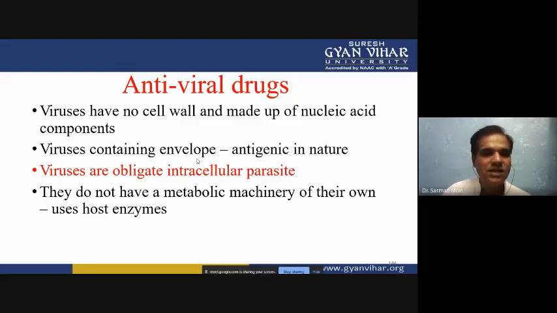Viruses containing an envelope are antigenic in nature, and viruses are obligate intracellular parasites. So outside the host, they are like a dead particle. That's why they have to cause the infection, and only then will they divide. They do not have a metabolic machinery of their own, so they hijack the host machinery, and only then will they synthesize their viral proteins and enzymes.